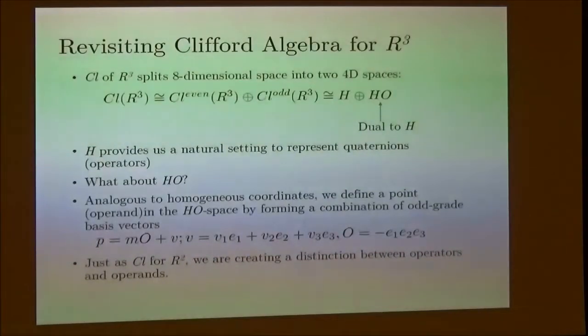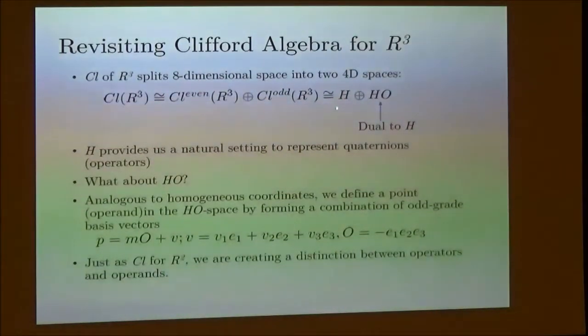Now, Clifford algebra of R3 is eight-dimensional. Just as we were able to split open the Clifford algebra of R2 into two spaces, we would like to do the same thing. So we have an R8 space, we will split into two 4D spaces. One would be where we'll pick the even grade basis vectors of Clifford algebra of R3. The other would be where we'll pick the odd elements. Now this one is isomorphic to the quaternion.